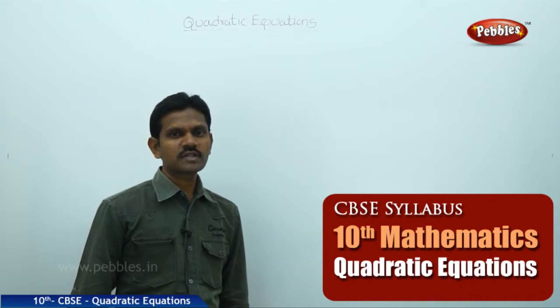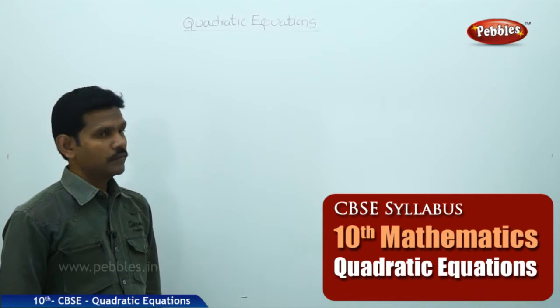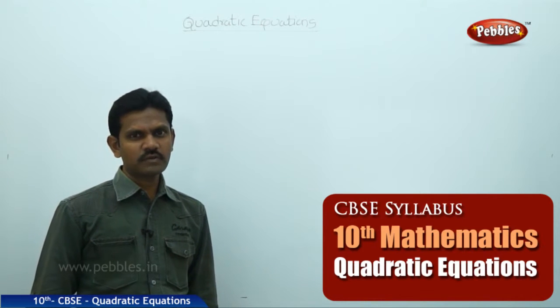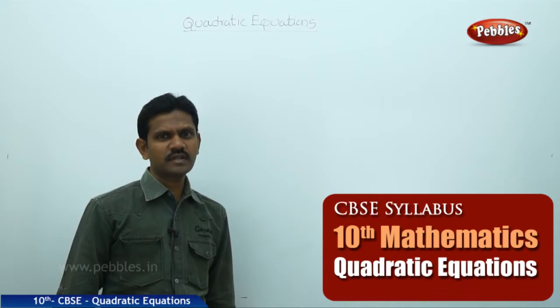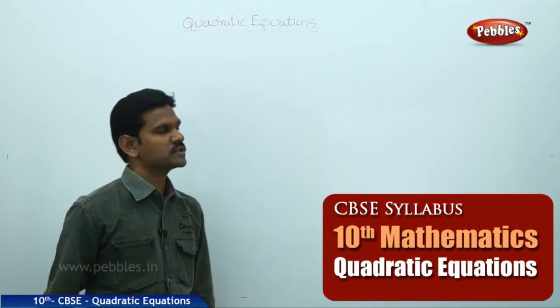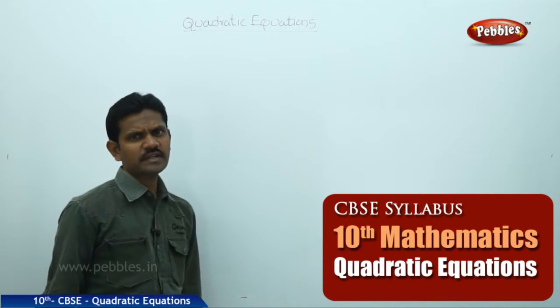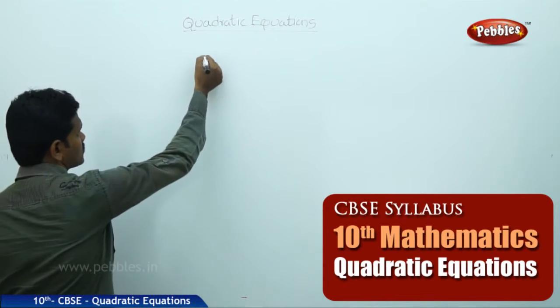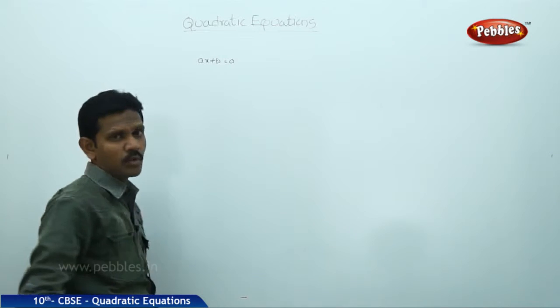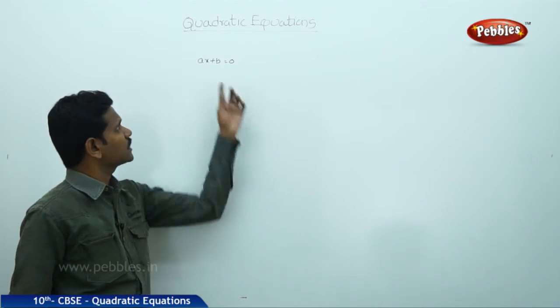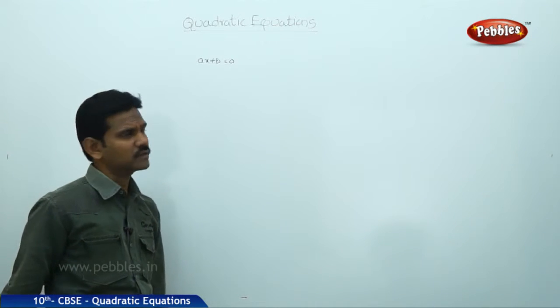Today we are going to discuss quadratic equations. To begin with, what is meant by quadratic equations? In our earlier classes, we learned what is meant by an equation. Equations are different in type. That is a monic equation: ax plus b equal to 0 is a monic equation, that is, the highest degree of x is 1.